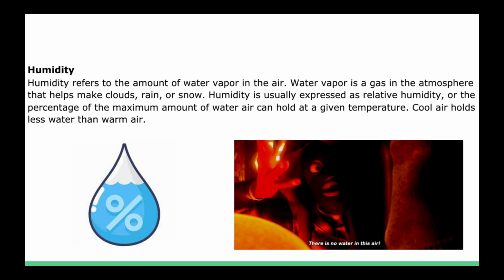Humidity. Humidity refers to the amount of water vapor in the air. Water vapor is a gas in the atmosphere that helps make clouds, rain, or snow. Humidity is usually expressed as relative humidity, or the percentage of the maximum amount of water air can hold at a given temperature. Cool air holds less water than warm air. If you've seen The Incredibles, Frozone uses the humidity or moisture in the air to make his ice.